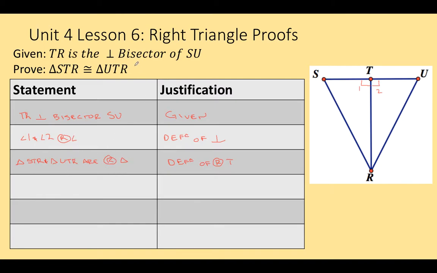All right, now that's not all I was told here. It says not only that it's perpendicular, but it's also the bisector of SU. Because it's the bisector, I know that this is congruent to this. So I'm going to say ST is congruent to UT by the definition of bisector. Okay. So I got one thing now. I need another. Well, hey, look at that. TR is going to be congruent to TR by our old friend reflexive.